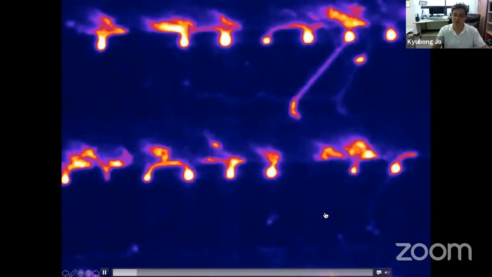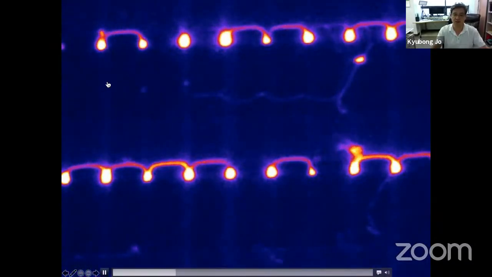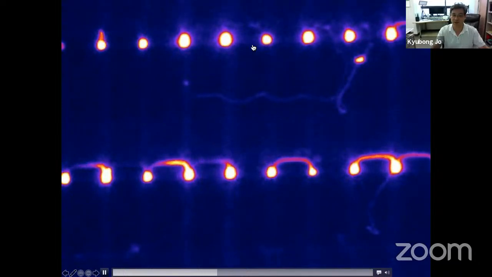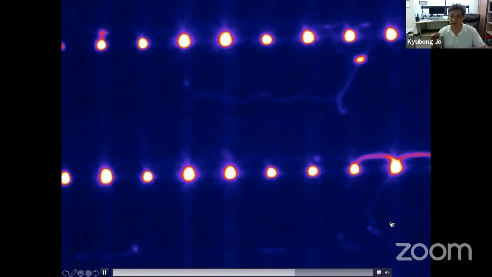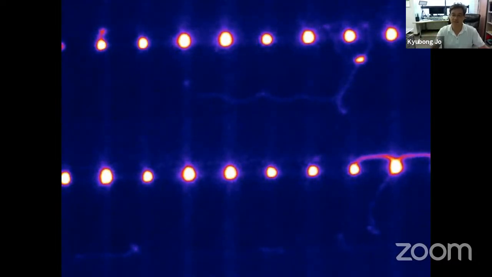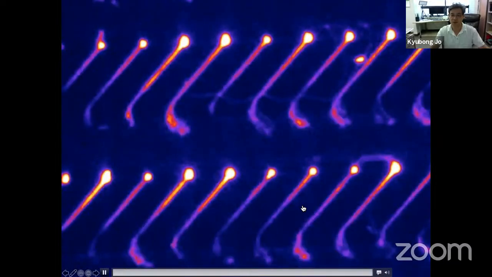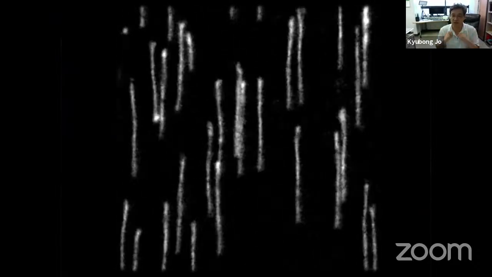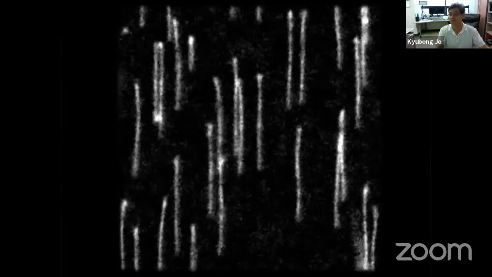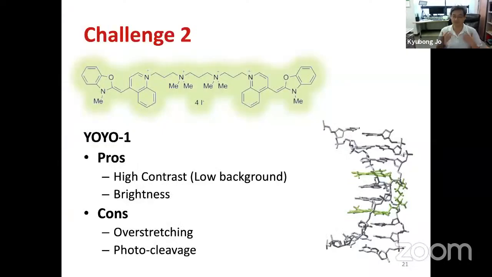This is one of the movies we took. The large DNA molecule is loaded into this pocket, and after that, we increase the electric field, and then the DNA molecule goes into the nano channel. This is so fascinating. Another example is a single tethered DNA molecule. One end is tethered on the surface, and using the flow, we elongate the DNA molecule as shown in this figure. But there are two problems, I guess.